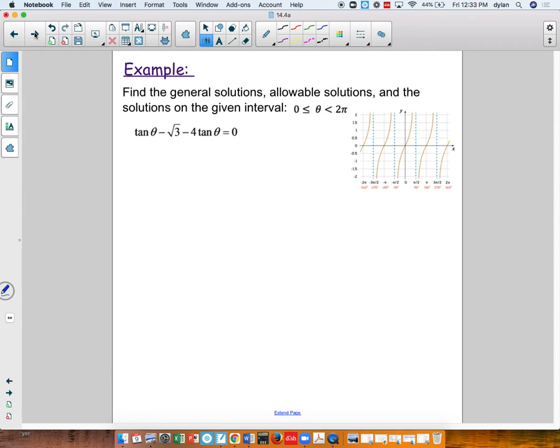So we're going to look at the equation tangent theta minus square root 3 minus 4 tangent theta equals 0. And again, we're going to think about this in terms of all 3 possibilities here. So the first thing that I would probably do here is add square root 3 to both sides. So we have tangent theta minus 4 tangent theta equals root 3. We can obviously combine our like terms here to get negative 3 tangent theta equals root 3. And then divide by negative 3. So tangent theta equals negative root 3 over 3.